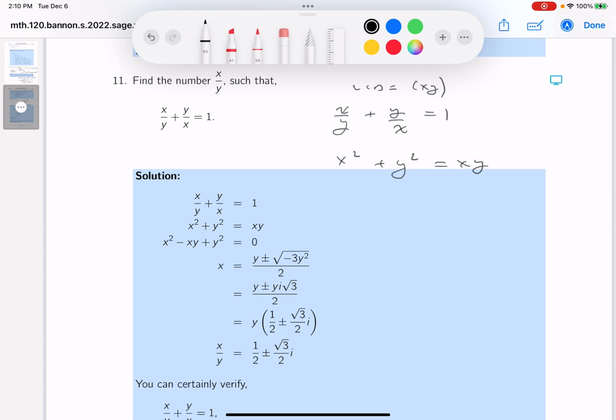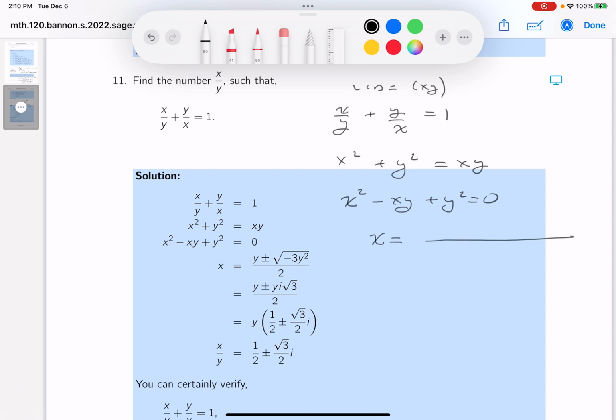I realize I got a quadratic in form. It's certainly symmetric, by the way, but I'm going to just treat the quadratic as a variable of x. So it's going to be x squared minus xy plus y squared is equal to 0. I'm going to use the quadratic formula to solve for x now.